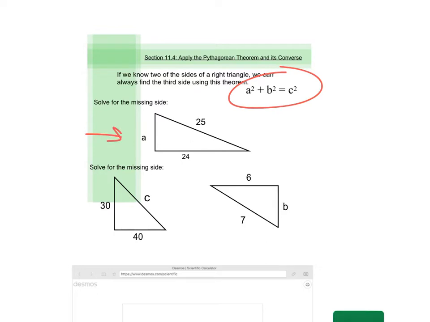Take a look at this first one right here. So it says solve for the missing side. That's what we're trying to do, is find the missing side.